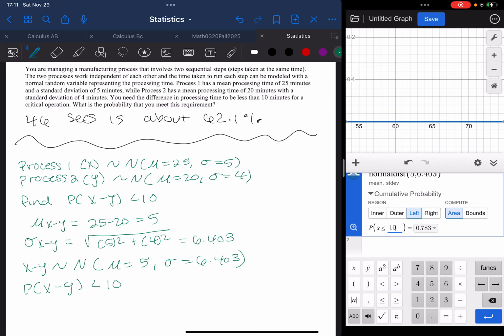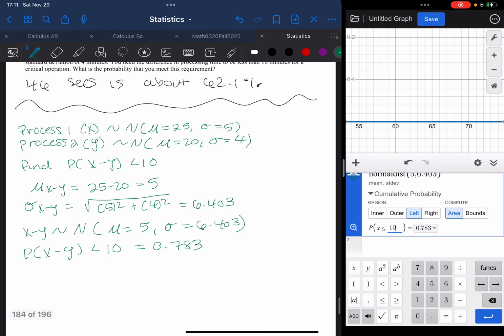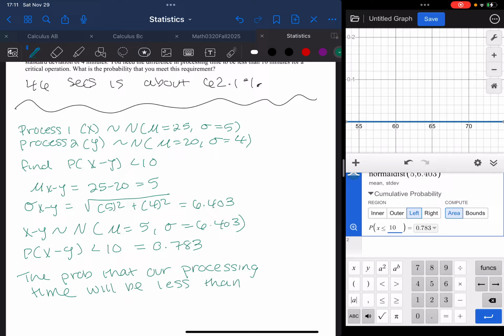And this gives me 0.783. So my sentence here would be the probability that our processing time will be less than 10 minutes is about 78.3%, which is a very good probability.